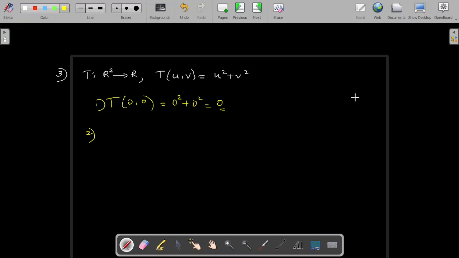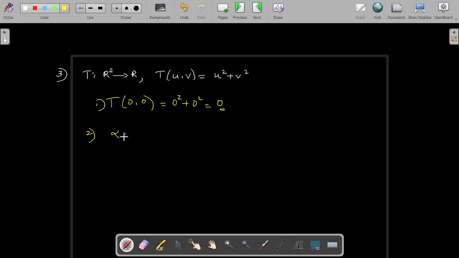You have to take u as x1 y1, v as x2 y2. Then after taking the transformation, it goes like x1 plus x2 square plus y1 plus y2 square. Or else you can check with particular cases, like particular values you can take for u and v. It may not fail for all vectors, but there are a few vectors for which the vector addition is not preserved. So you have to check with particular cases of vectors. That saves your time.